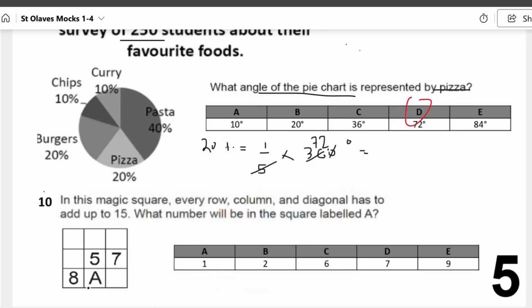Question 10, every row, diagonal, and column has to equal 15. Therefore, if this is going to be 7, 5, that's 12 already. To make 15, we have to add 3. 8 plus 5 is equal to 13, add 2. 2 add 7 is equal to 9, have to add another 6 to make it 15. If that is the case, we know 8 plus A plus 6 is equal to 15. 8 plus 6 is already 14. To get to 15, we just need to add 1.